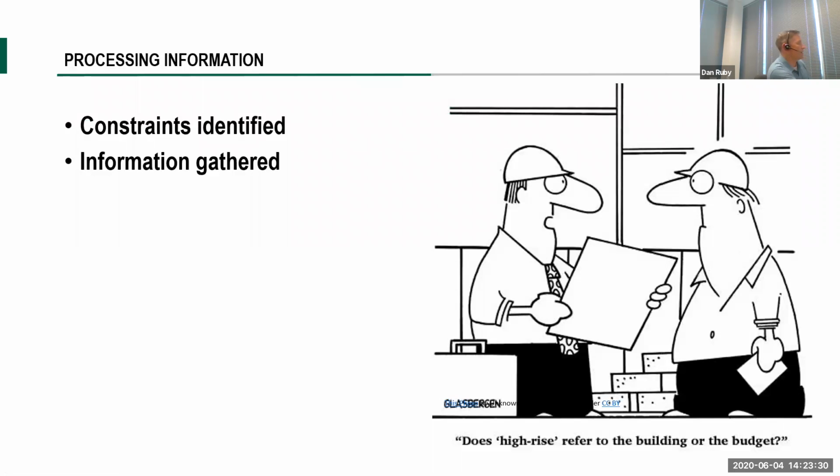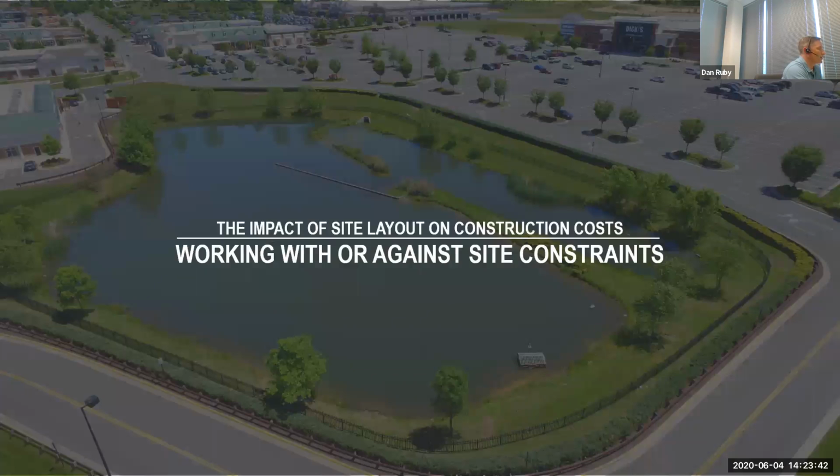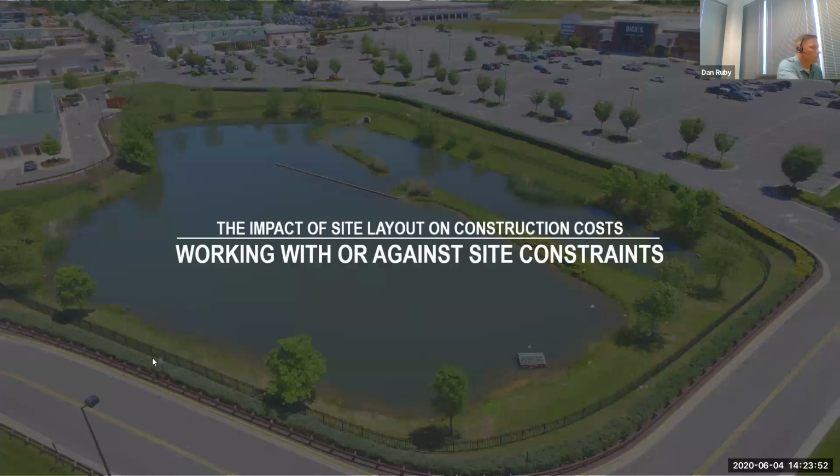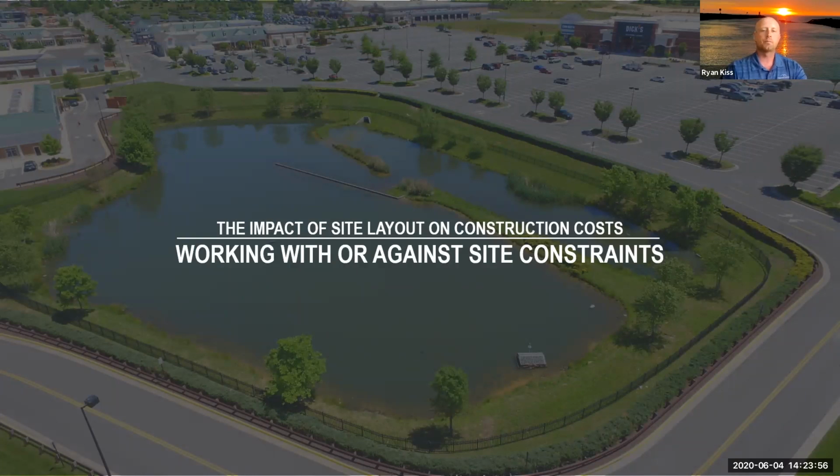So now that we've identified the constraints and found some websites and things to populate that data, I'm going to turn it over to Ryan, who's going to continue on with how we work with or against those constraints. Okay, very good. So as Dan mentioned in the handoff, we've talked about identifying the constraints.